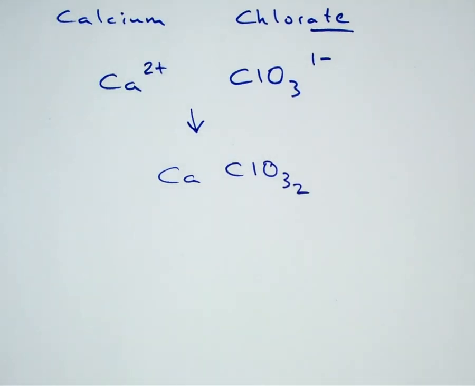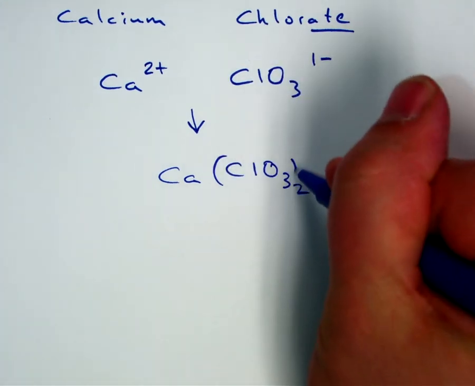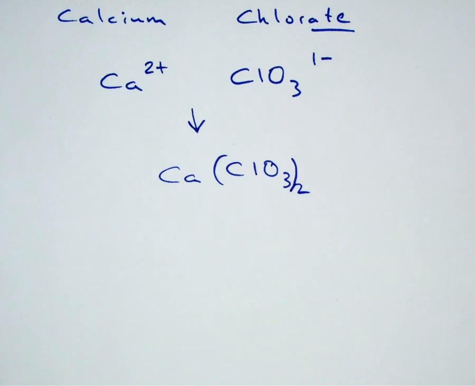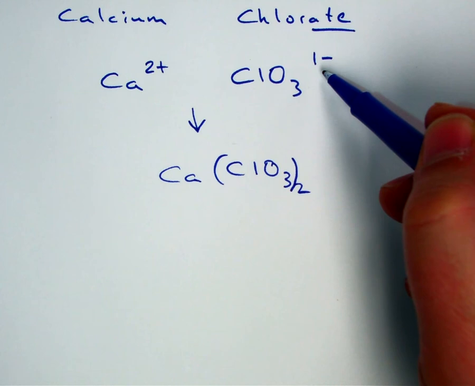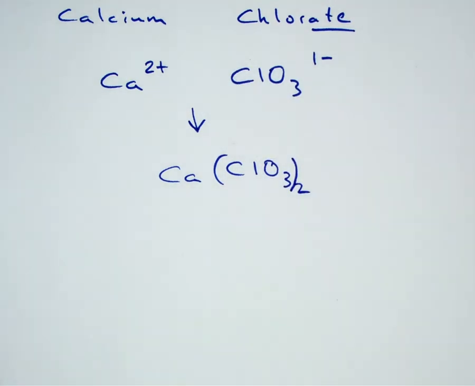So is that cool if I do it like that? What's wrong with that? Because then it looks like it's ClO32. It's not ClO32, it's ClO3, but I need 2 of them. So I put parentheses around ClO3, put the 2 outside, showing I need 2 1 minus charges to balance out the 2 plus. And that's its formula. You'd say it's Ca, ClO3 in parentheses, 2. That's how it's said.